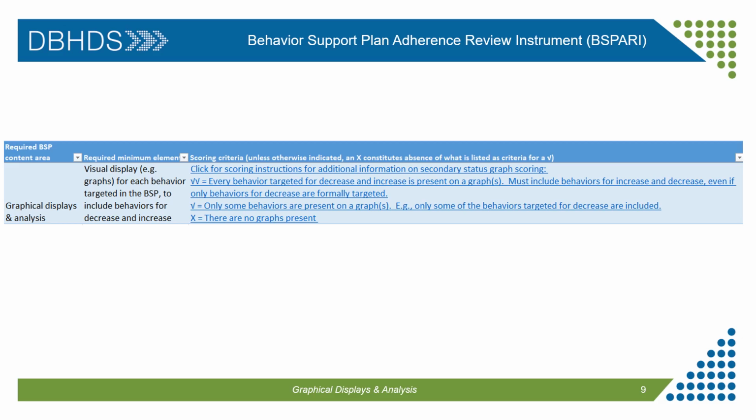A plan will earn the two possible checks when graphical displays are present for each behavior targeted for decrease and the behaviors targeted for increase. And one check will be given when some, but not all, targeted behaviors have graphical displays. And no checks will be given when no graphs are present.